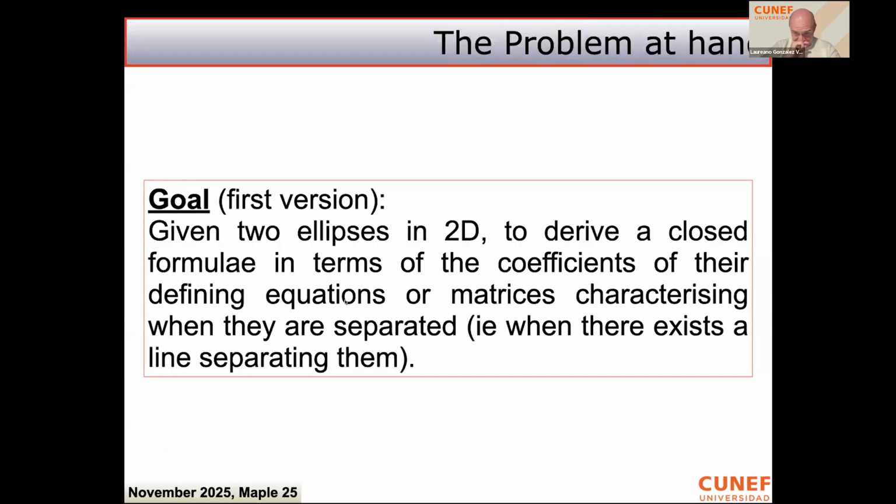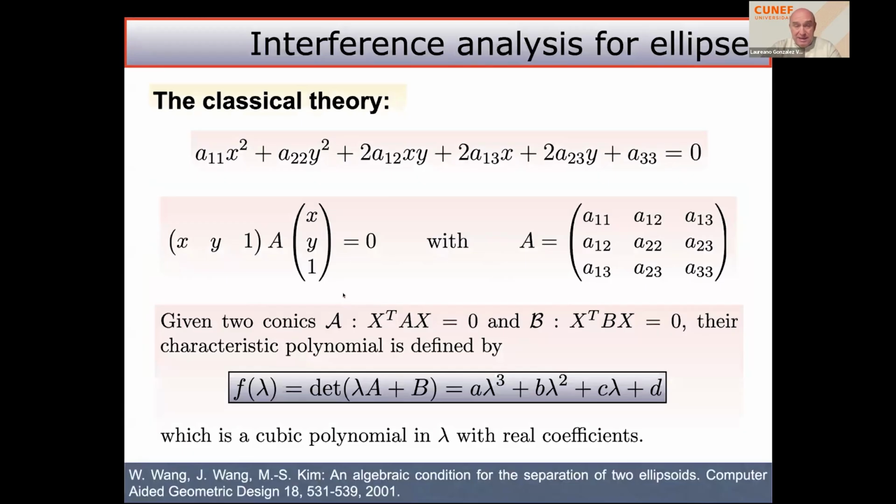For two ellipses, the starting point is the seminal paper of Wenping Wang and his collaborators, and I will illustrate this starting point with the case of looking for the formula for when the two considered ellipses are separated by a line and do not share any common interior point. If this is the equation of our ellipse, we know that we can represent this equation by the corresponding symmetric matrices.